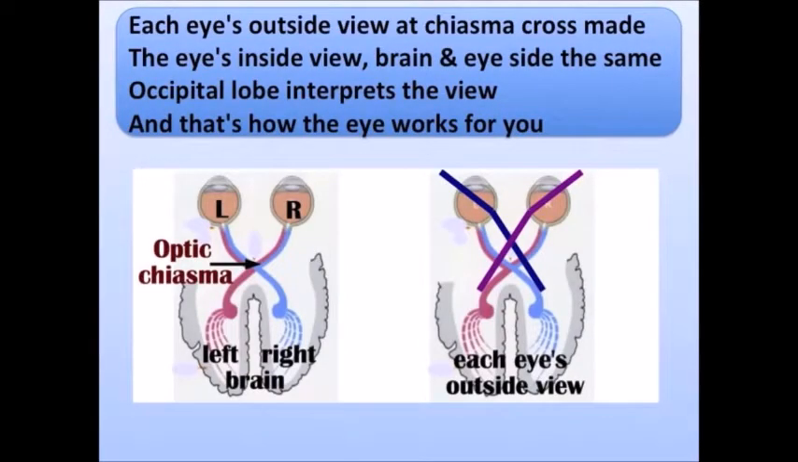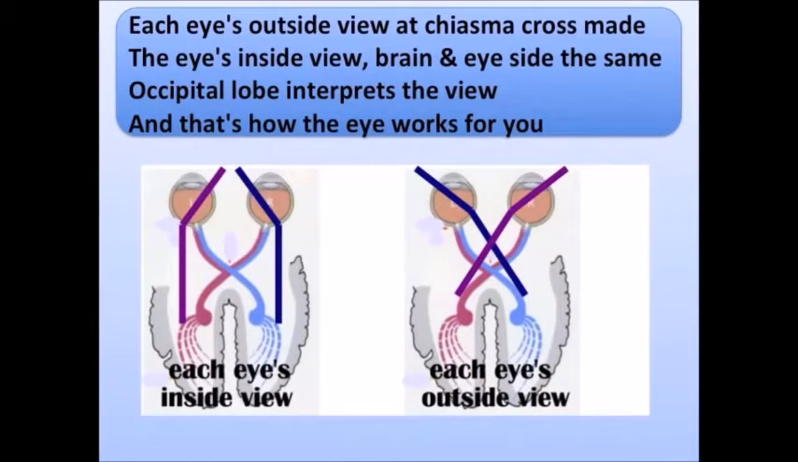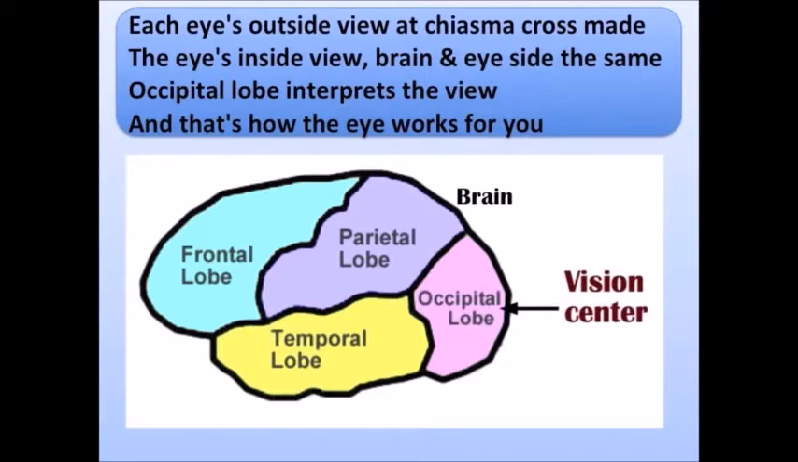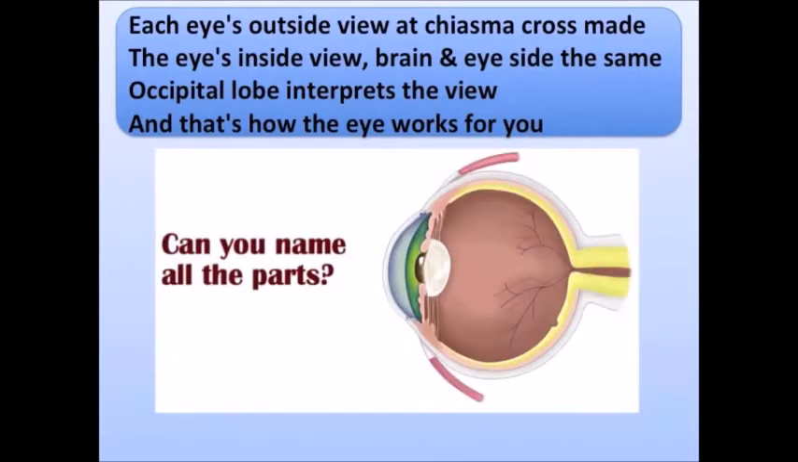Each eye's outside view at chiasma cross made. The eyes' inside view, brain and eyesight the same. Occipital lobe interprets the view. And that's how the eye works for you.